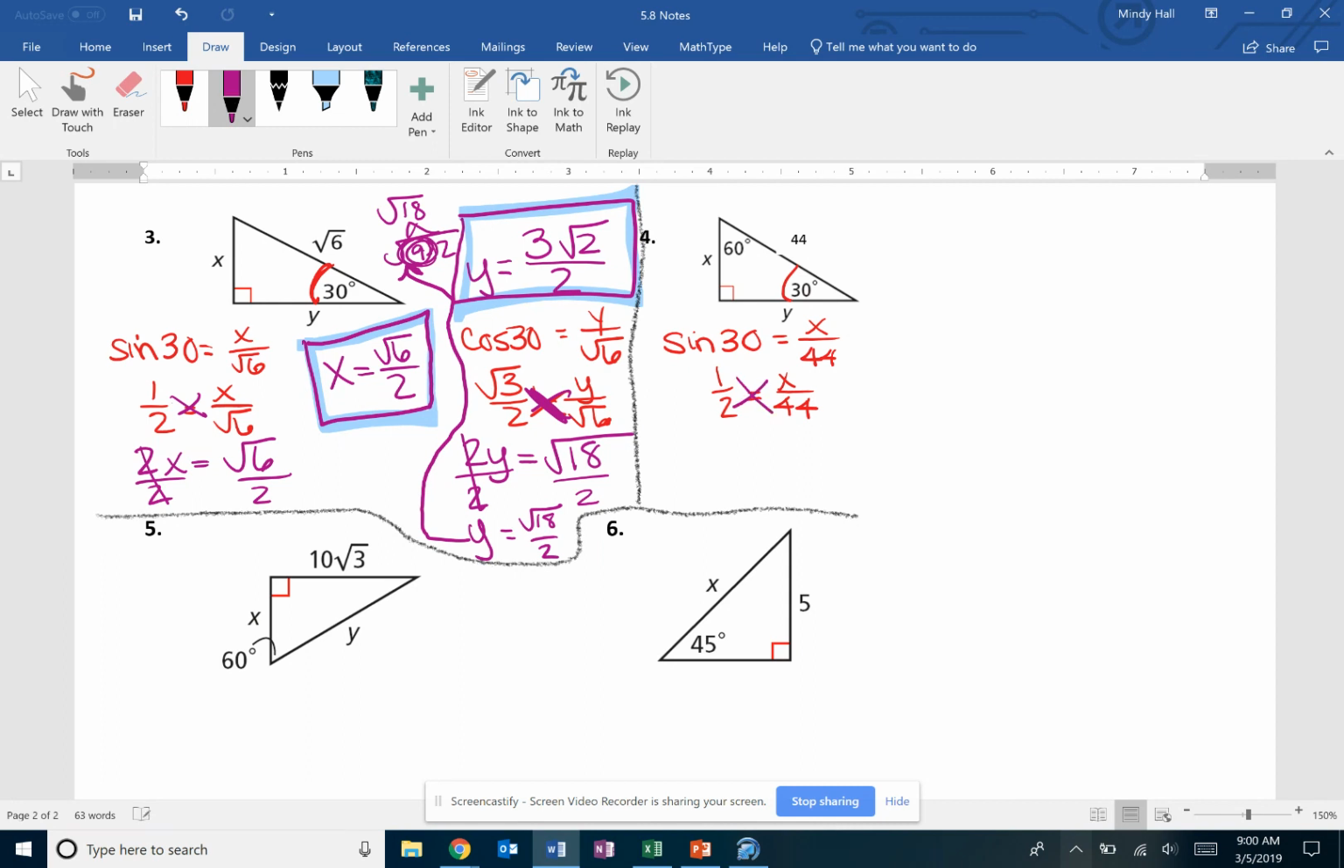And then we will cross multiply. So we have 2x equals 44. And then when we divide by 2, x equals 22. Okay, so yay, we got one of our pretty answers that came out all nice.